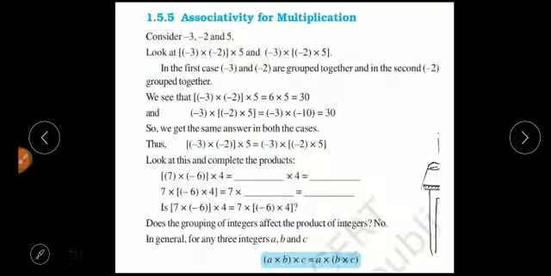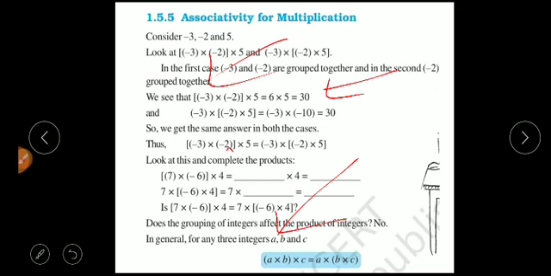Now here, as in addition, there is also a property called associative property for multiplication. Okay, a into b into c is equal to a into b into c, where a and b are in brackets and here b and c are in brackets. See the example here: minus 3 into minus 2 into 5 will become equal to 30, and minus 3 into minus 2 into minus 5 will also become equal to 30. So multiplication also shows associative property.